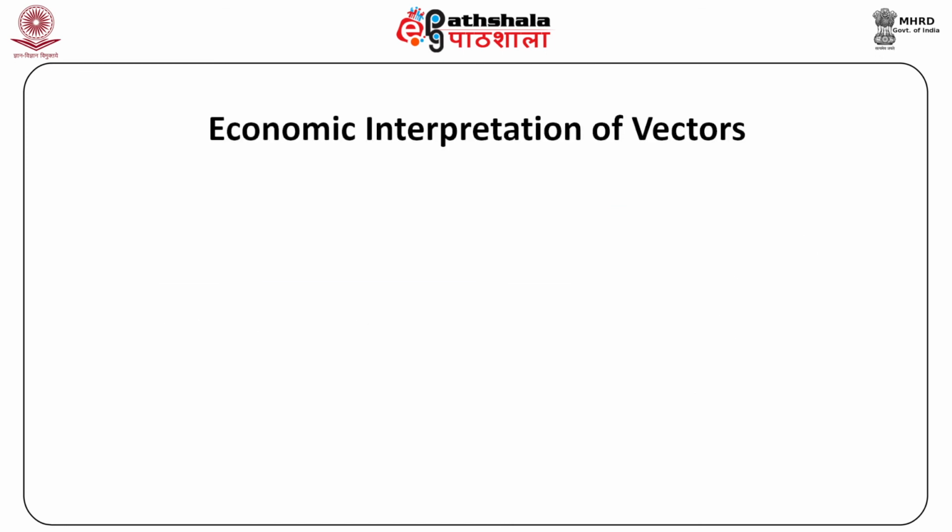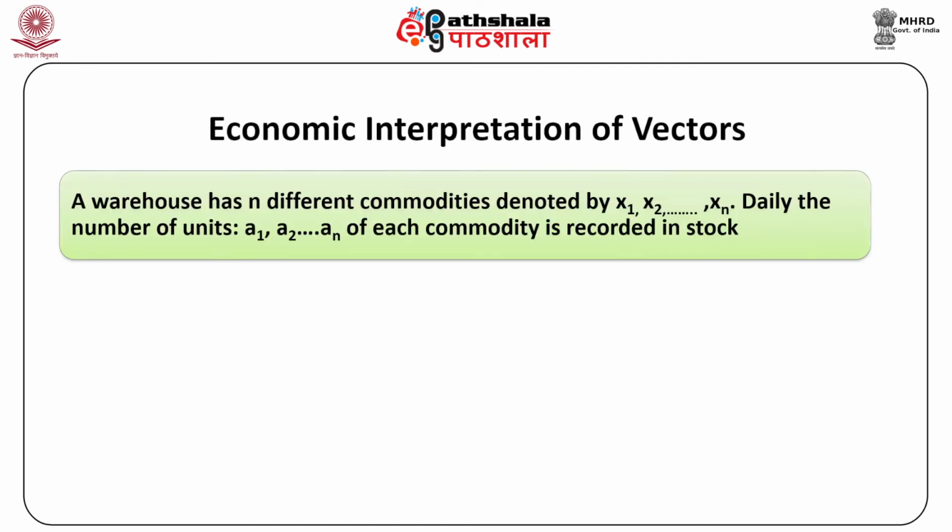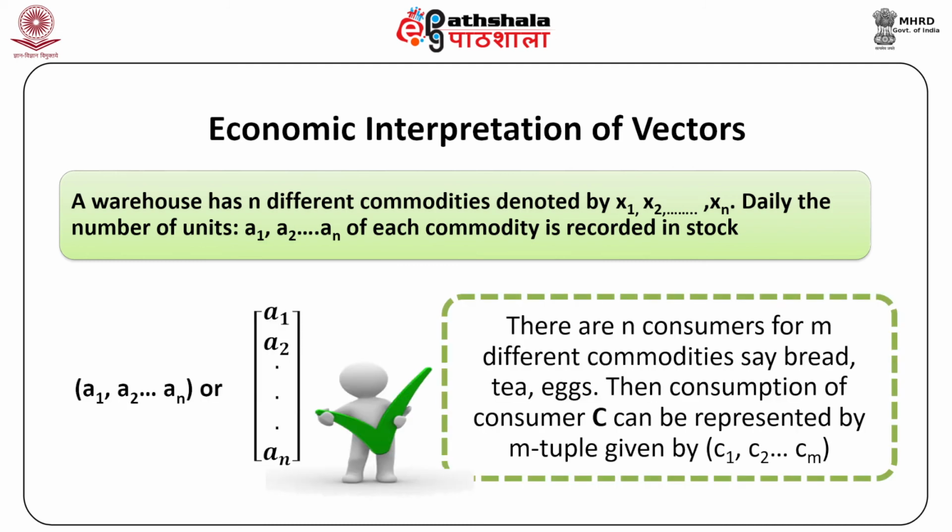Economic interpretation of vectors. First, suppose a warehouse has n different commodities denoted by x1, x2, up to xn. Daily, the number of units A1, A2, ..., An of each commodity is recorded in the stock. Then it would be more convenient to represent these in an array form, which can be either a row or column. In this case, we write (A1, A2, ..., An) or A1, A2, down to An. These are the n-tuples or the n-vectors called the row vector or the column vector respectively.